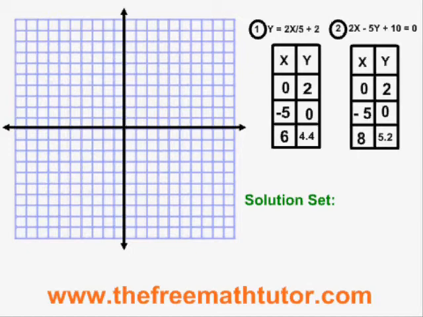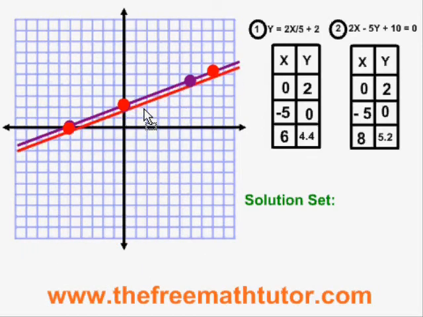Graphing the equation on the left, I will put points at 0, 2, negative 5, 0, and 6, 4.4. And then I will draw a line through these points. To graph equation 2, I will put points at 0, 2, negative 5, 0, and 8, 5.2. And then I will draw a line through those points.